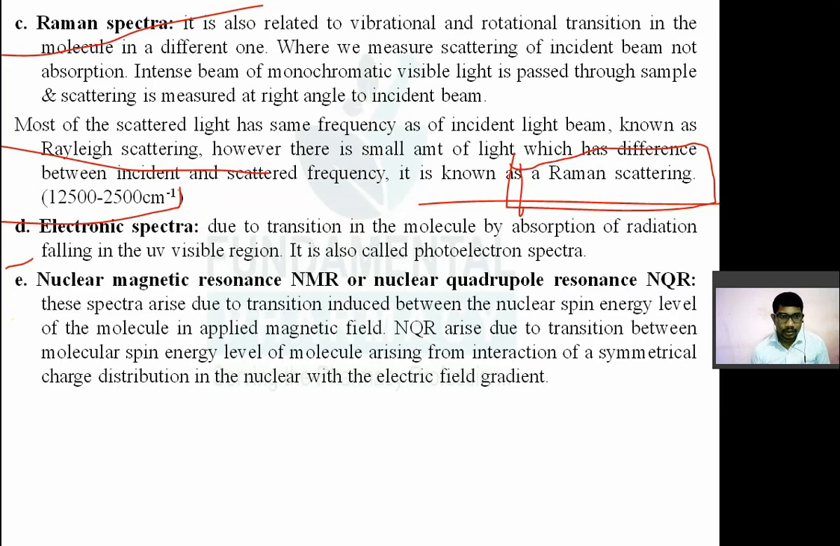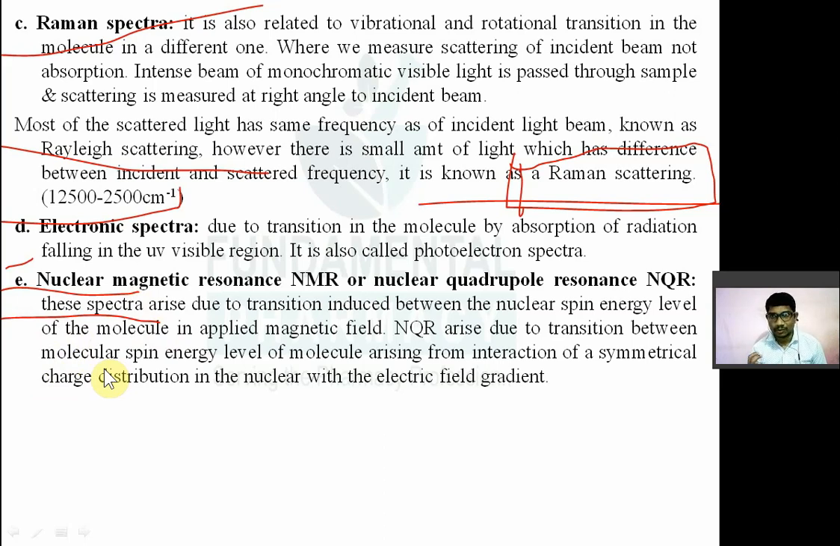Then nuclear magnetic resonance types of spectroscopy चल रहा है. Next one is nuclear magnetic resonance or nuclear quadrupole resonance, NQR, NMR or NQR. Now these spectra arise due to the transition induced between nuclear spin energy levels of the molecule. तो molecule में क्या है कि molecule will act as a magnet, so it will have a dipole.